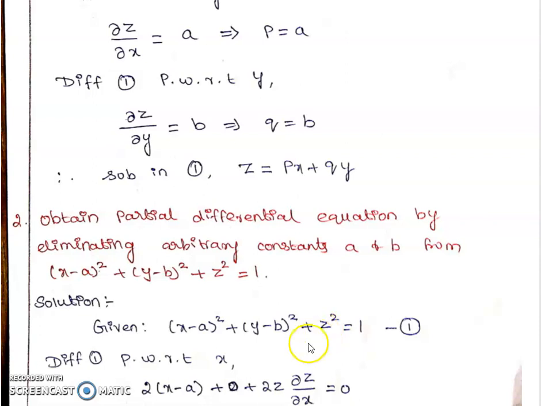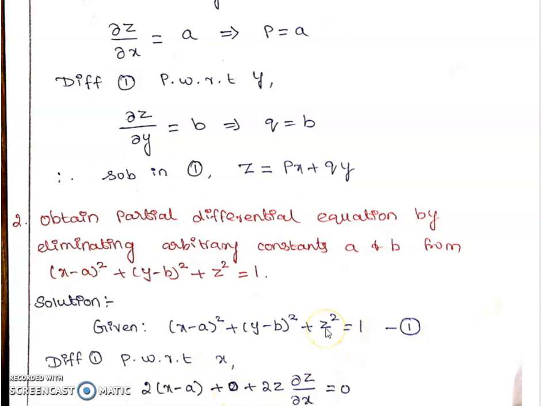Wherever z is present, we can put dou z by dou x, then dou z by dou y. So now differentiate this equation with respect to x. First, differentiate the power: 2 times (x minus a) into the differentiation of x, which is 1. Next, the second term has no x variable, so the second term becomes 0.